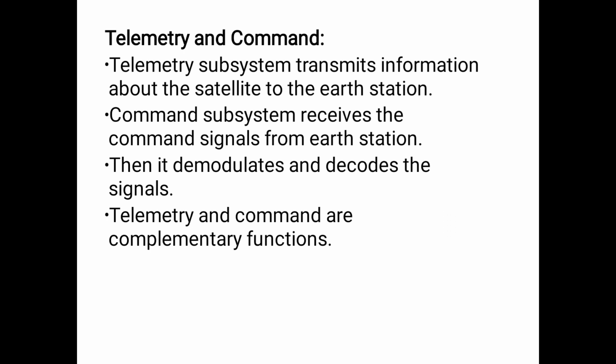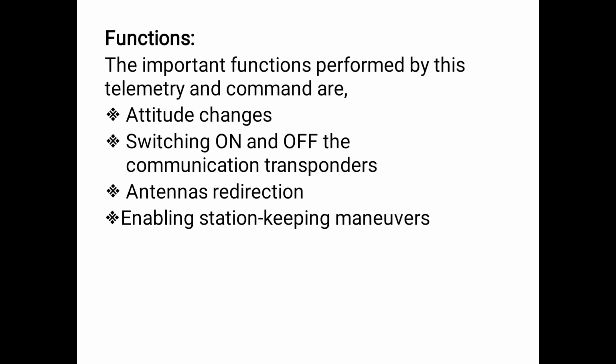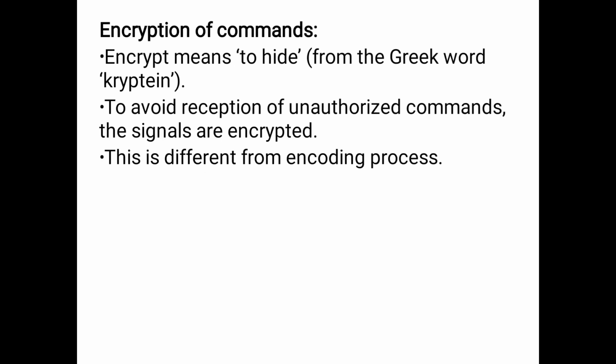Telemetry and command. The telemetry subsystem transmits information about the satellite to the earth station. The command subsystem receives the command signal from the earth station, then demodulates and decodes the signal. Telemetry and command are complementary functions. The important functions performed by telemetry and command are attitude changes, switching the communication transponder on and off, antenna direction, and enabling station keeping maneuvers.